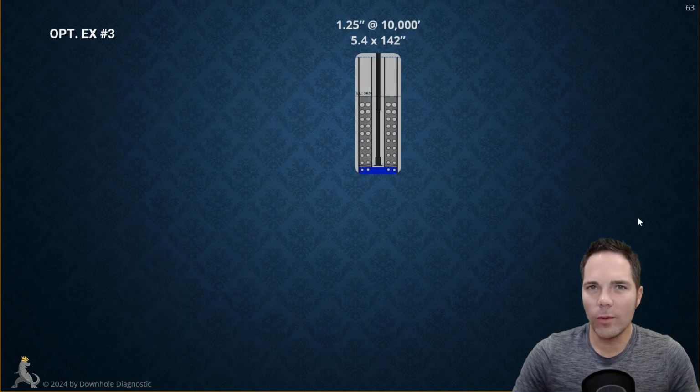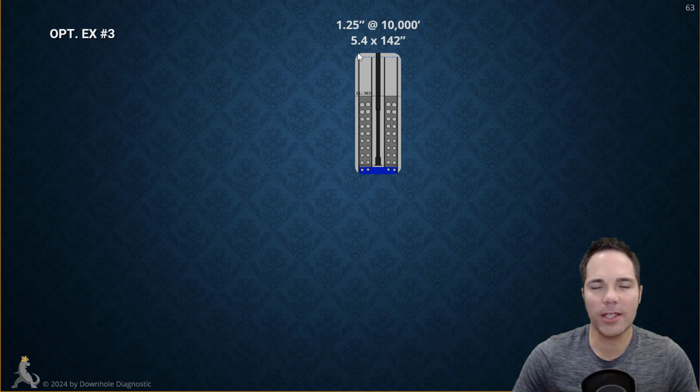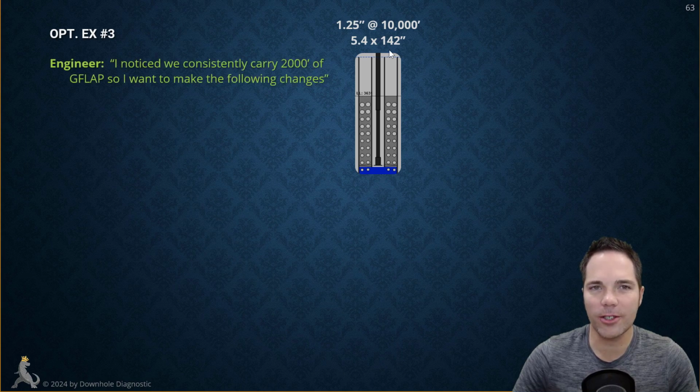Okay, let's look at one more example. This particular well has a 1.25 inch pump at 10,000 feet, and it's running relatively slowly, 5.4 strokes per minute, with a 142-inch stroke length at surface. So the engineer calls me up and says, hey, I noticed we're constantly carrying 2,000 feet of gas-free liquid above the pump, so I want to make the following changes.